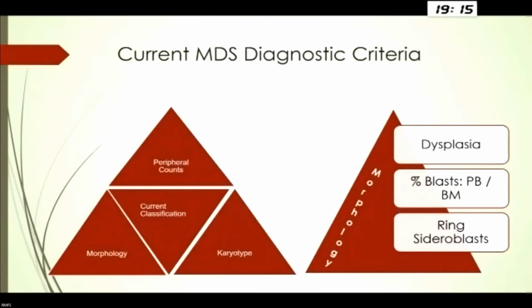So the current MDS diagnostic criteria require peripheral counts in order to demonstrate cytopenia in one or more lineages, and morphology in order to demonstrate dysplasia. Dysplasia should be more than 10% in at least one of the myeloid lineages, that is either erythroids, granulocytes, or megakaryocytes. Morphology is again required to enumerate the percentage of blasts in the peripheral blood or the bone marrow, and to see the ring sideroblasts based on Perls stain. And karyotyping is required to prove clonality.